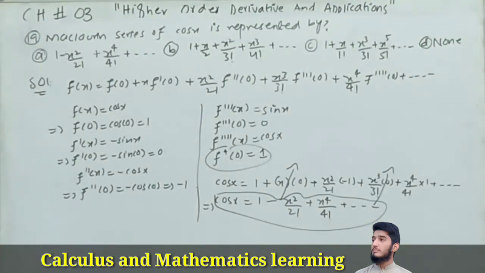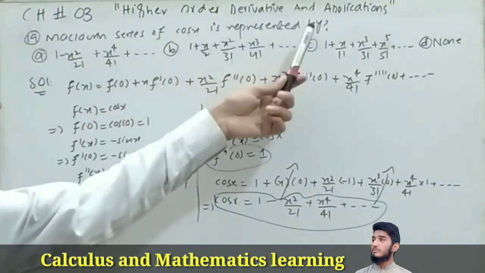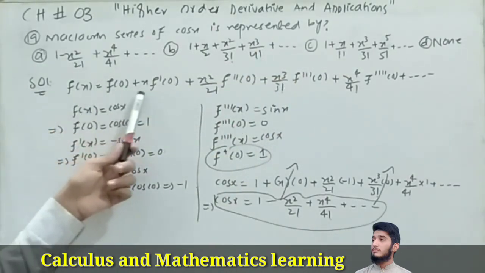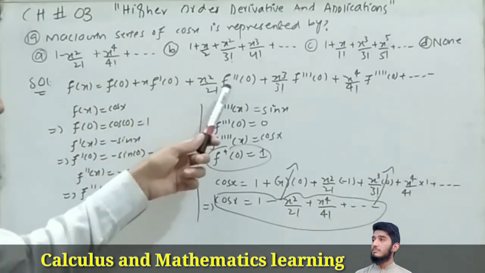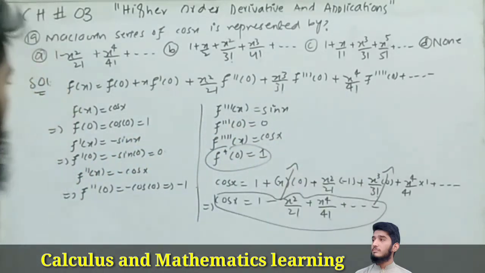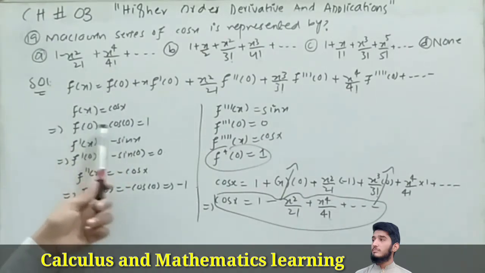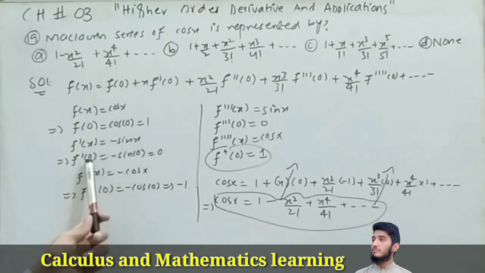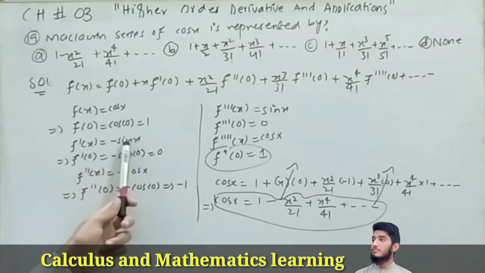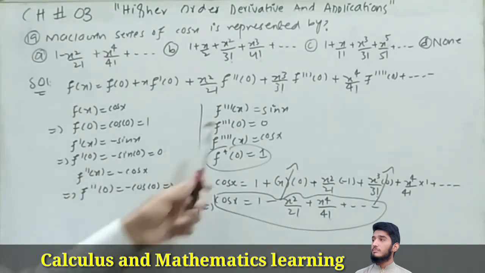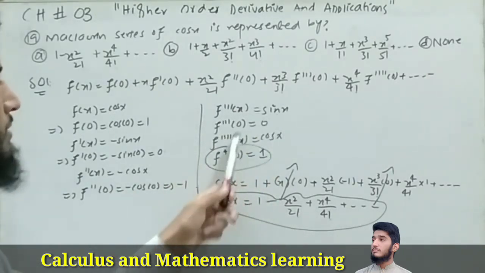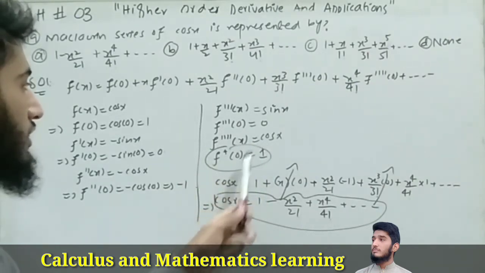Move toward MCQ number 19. The Maclaurin series expansion of cos x is represented by one of four options. Our Maclaurin series formula is f of x is equal to f of 0 plus x f prime of 0 plus x square by 2 factorial f double prime of 0, and goes on. So f of x is cos x. By putting x as 0, cos of 0 gives us 1. f prime of x, the derivative of this function, is negative sine x. By putting 0, it gives us 0. f double prime of x is the derivative of minus sine x, which is minus cos x. By putting x as 0, it gives minus cos of 0, which is minus 1. f triple prime gives us sine x. By putting x as 0 it gives us 0. The fourth derivative of sine x is cos x, and putting 0 again gives us 1.